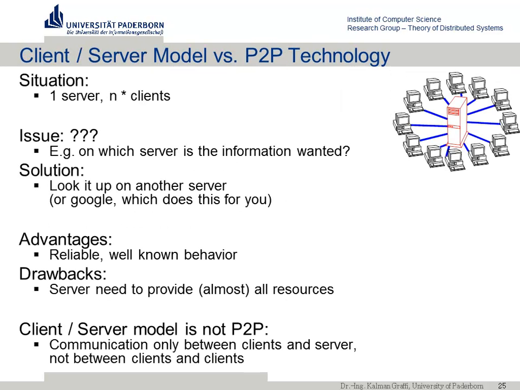Okay, so it's good, reliable, well-known behavior, but on the one side, of course, you need the server to provide all resources and to carry all the costs. That's always an issue. And what has always been the motivation, also in comparison to peer-to-peer, is that you have a single point of failure. So if you take down that single server, then the service is no longer available.